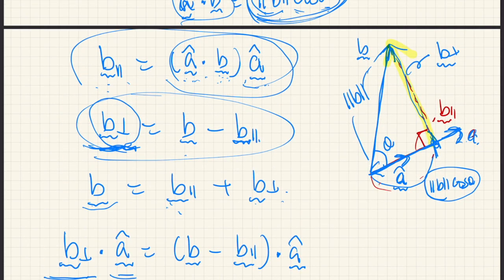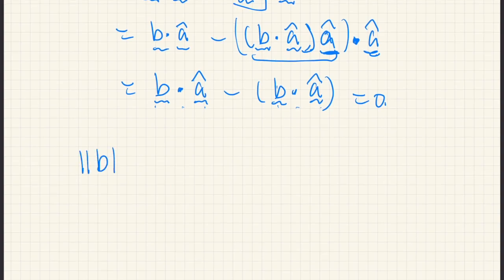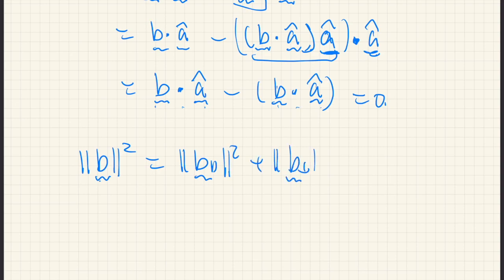So this is B parallel and this is B perpendicular, and we have this triangle with a right angle here. Using the Pythagorean theorem, the length of vector B squared is equal to the sum of the squares of the other edges: B parallel squared plus B perpendicular squared. This comes from the Pythagorean theorem.